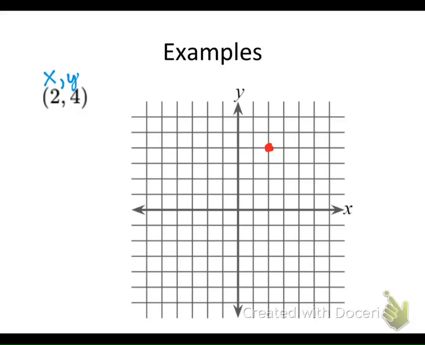Now, because this isn't given a name like point A, we don't have to worry about labeling it. On some, you will have to worry about labeling it. But for these first few examples, you will not. All right, let's take a look at the next one.